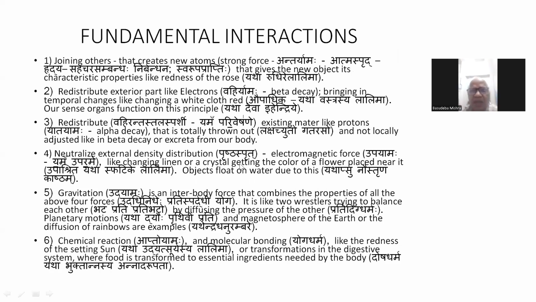Fourth is Jatajama Sambandha. It is the alpha decay part of radioactive disintegration. Then fifth is Ujjama Sambandha, that is gravitation. And the sixth is Aptojama Sambandha. It is chemical bonding. So everything was known in the Vedas. Everything can be found in the Vedas. Only thing is we should know where it is, and how to interpret that.